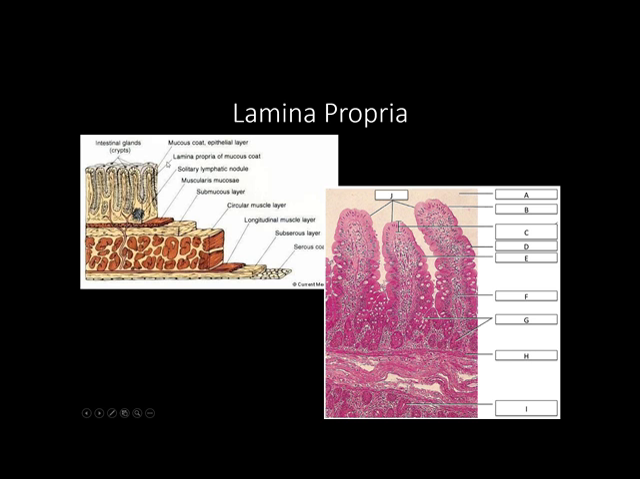In the cartoony picture, it's labeled for you up here. It's in between all the simple columnar that's waving up and down to make these little finger-like projections that are called villi. You'll learn a little bit more about the makeup of the intestines when we get to AMP2 in the digestive tract. But the lamina propria is just the connective tissue underneath the epithelial tissue in the mucous membrane.